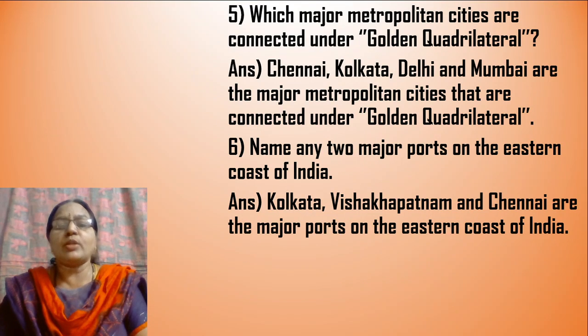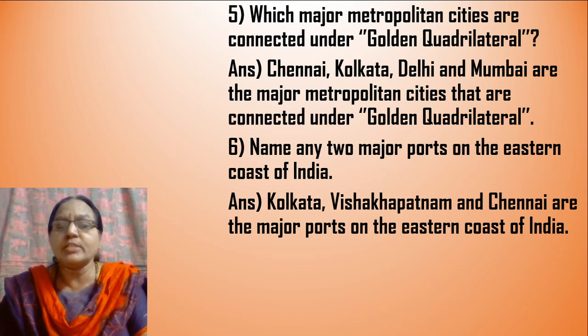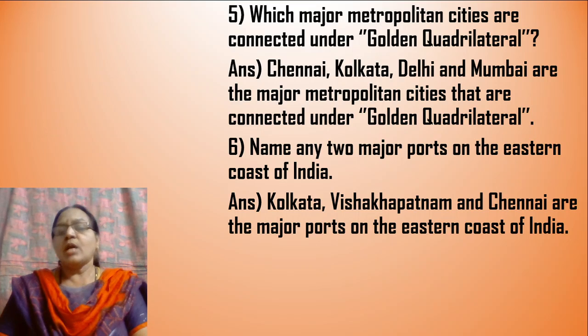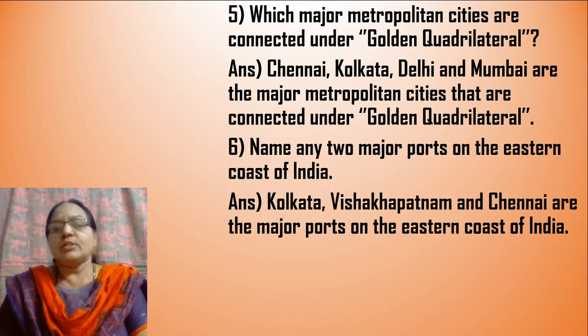Which major metropolitan cities are connected under the Golden Quadrilateral? So, under the Golden Quadrilateral, the four metropolitan cities of India, which are Chennai, Kolkata, Delhi, and Mumbai, are connected.